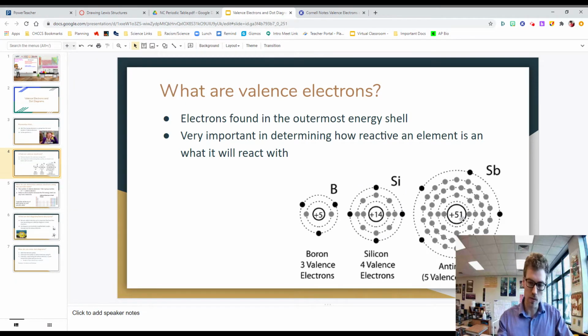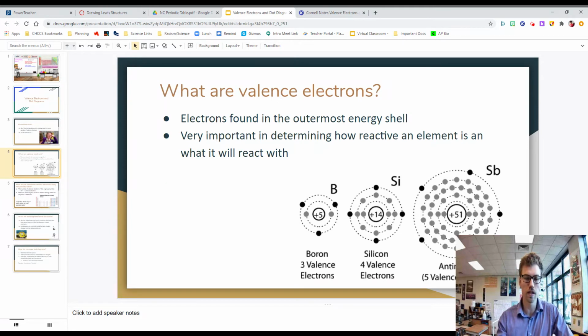And then antimony, right, we're ignoring all of these electrons that are in the first set of energy levels and shells, and we're just looking at the electrons that are in the outermost energy level, which gives us 5 valence electrons. And valence electrons are very important because they help to determine how reactive an element is and what it will react with, which is something that we're going to be getting into in our next unit. So it's very important that we understand valence electrons and where they're coming from.